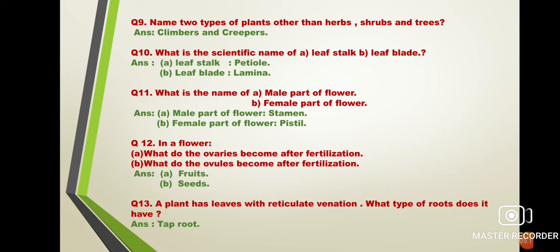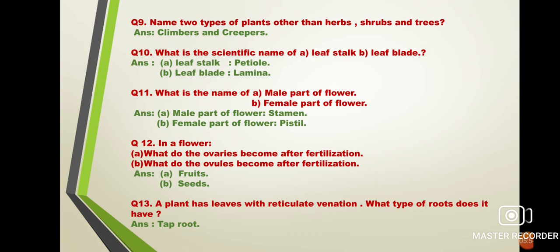In a flower, what do the ovaries become after fertilization? Now ovary, where it is present in the pistil, that is the female part of the flower. Okay, and what is fertilization? Fertilization means the process of union between the male gametes and the female gamete. So after the process of fertilization, the male gamete, that is pollen grain, enters inside the ovary and fuses with the ovule, that is the female gamete. Okay, and the fertilization process takes place, right? So after fertilization, the ovaries become fruits, understood, and the ovules become what? It becomes seeds. All right.